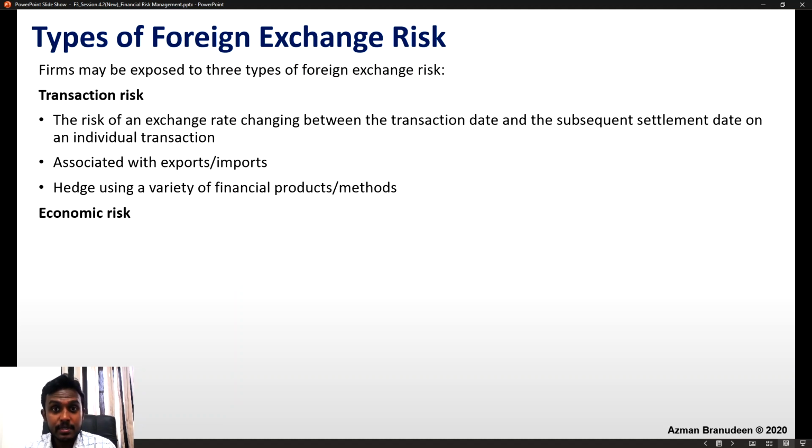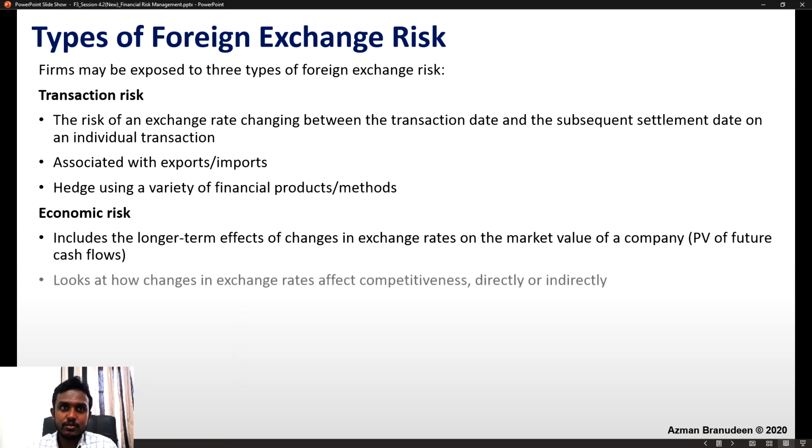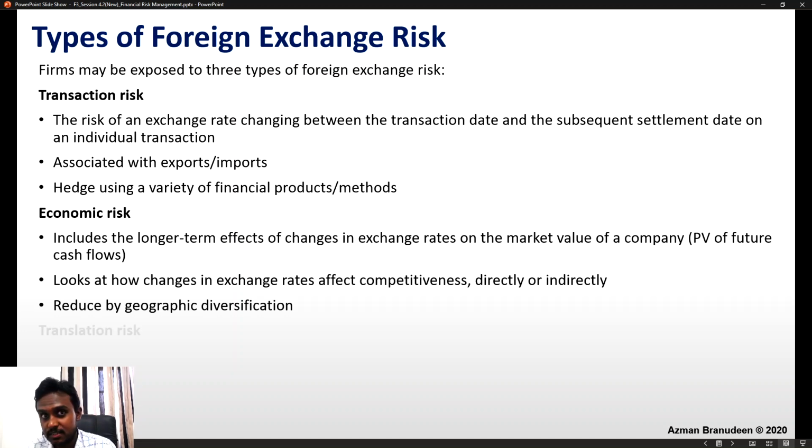The second type is economic risk, which includes the longer term effects of changes in exchange rates on the market value of a company, the present value of future cash flows, or basically the exposure of risk that those future cash flows are subject to. It looks at how changes in exchange rates affect competitiveness directly or indirectly, and can be reduced by geographic diversification, being exposed to multiple currencies, much like portfolio diversification, but in terms of currency.